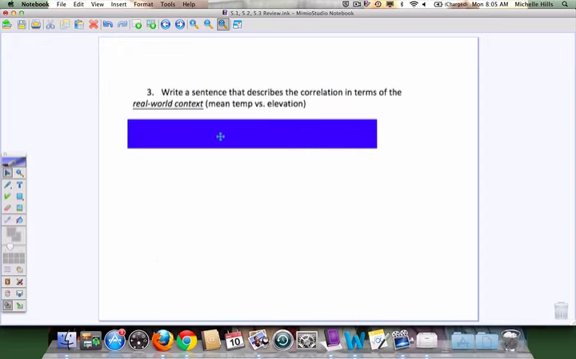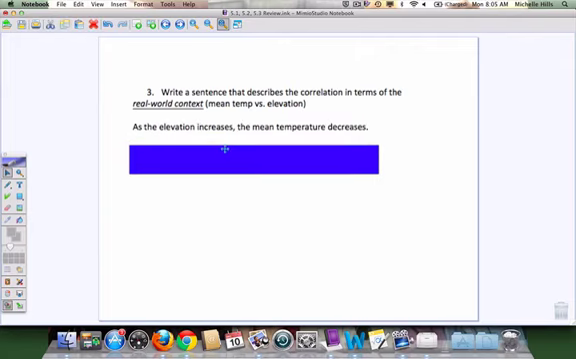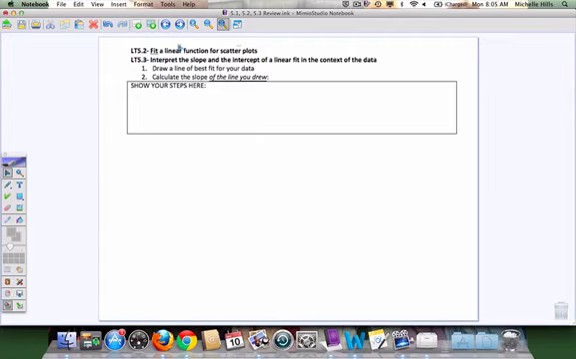Now, write a sentence that describes the correlation in terms of real-world context, mean temperature versus elevation. I actually just said that: as the elevation increases, the mean temperature decreases. Then they asked me to draw the line of fit, which I already showed you, and calculate the slope of the line you drew.